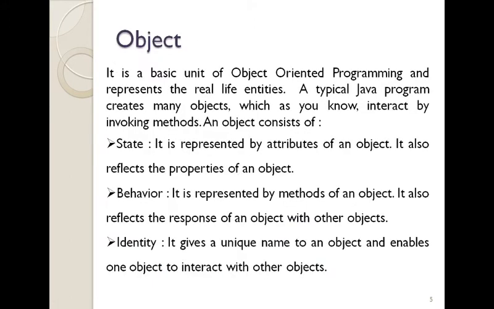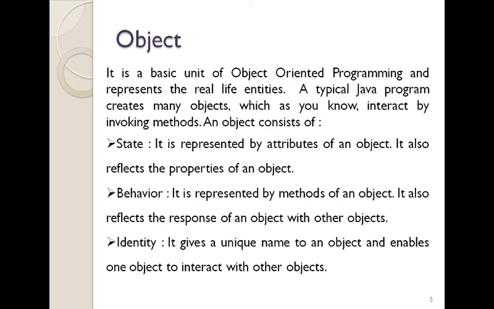Now next, what is an object? It is the basic unit of object oriented programming and represents real life entities. A typical Java program creates many objects which, as you know, interact by invoking methods. An object consists of state, behavior and identity. The state is represented by the attributes of an object. It also reflects the properties of an object.